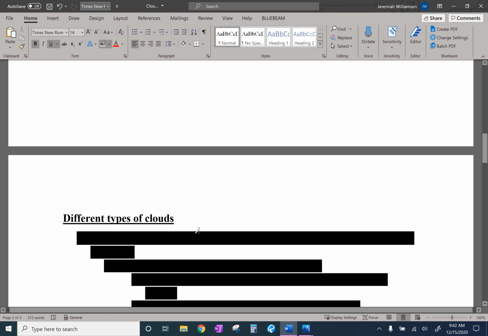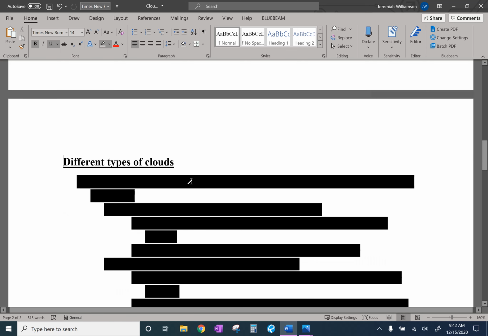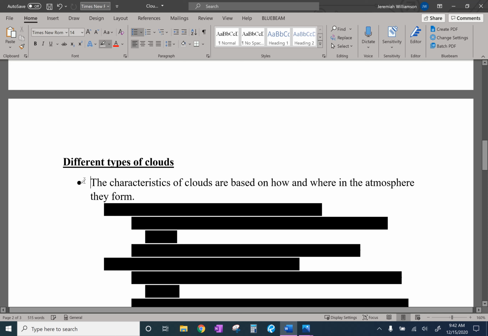Different types of clouds. There are three main types of clouds, and then you can have variations and combinations of each. So we're going to talk about the three main types and then how they can vary. The characteristics of clouds are based on how and where in the atmosphere they form. That's essentially how we come up with the name for them. How they form and where they form decides how they are named.